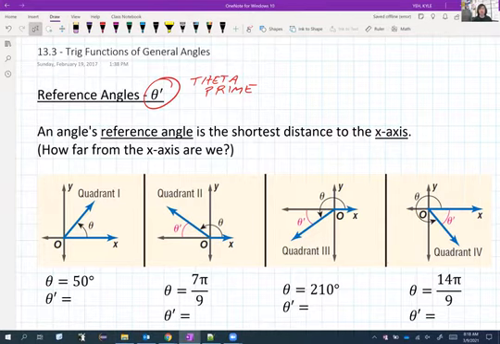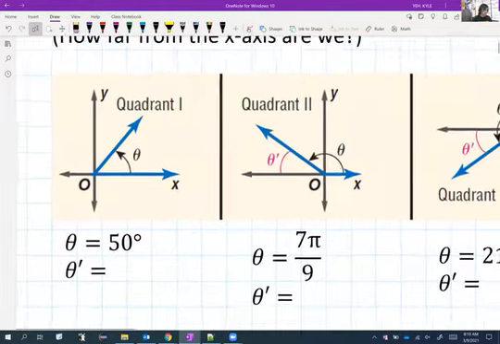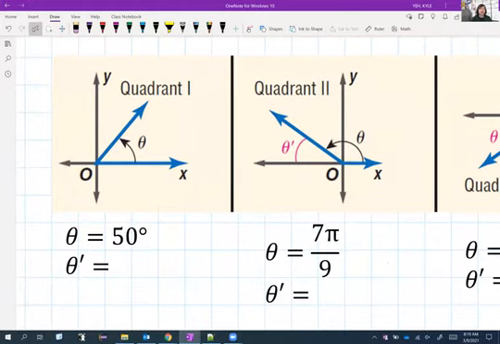And so when you're thinking reference angles, when you're thinking theta prime, the biggest thing you want to think about is, well, how far from the x-axis am I? Let's look at some examples. So right here, we have an angle in quadrant 1, and theta is 50 degrees, and we're asked for theta prime. So there are two ways we could get to the x-axis. We could go back this way, or swing all the way around to the left.